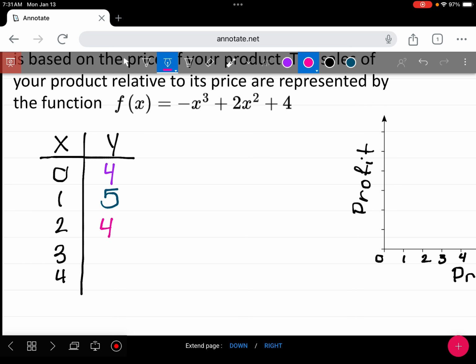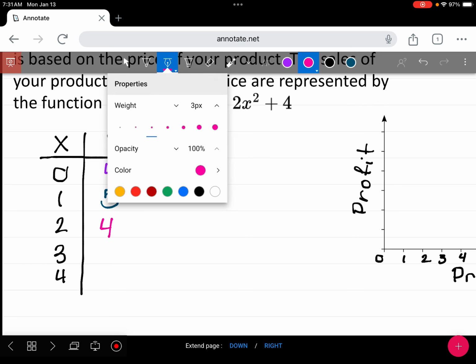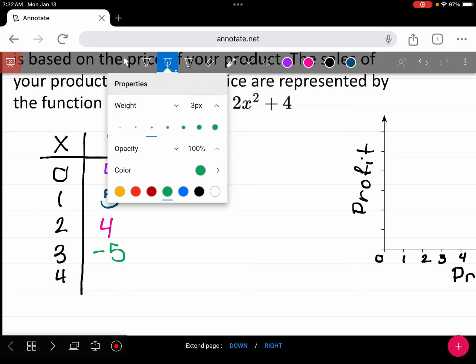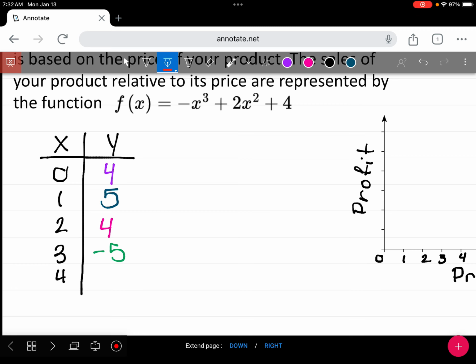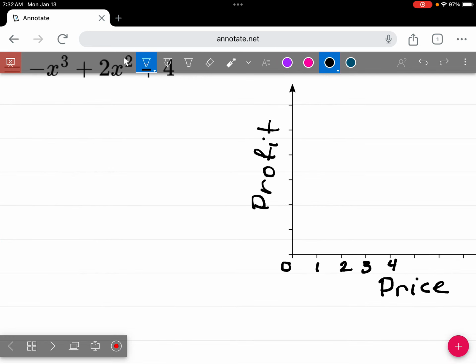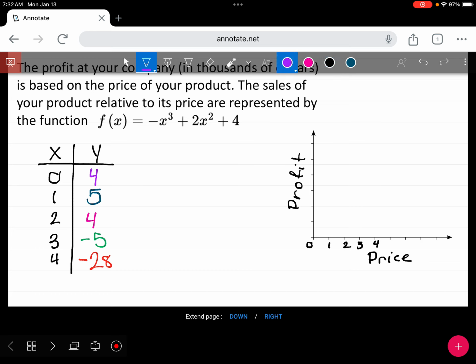How about for 3? I got negative 5. It's okay. Again, we said that's when our profit is bad. Business bad. We don't want that, but it can happen. What if I set my product's price at $4? Will I make money? No. Very, very much no, negative $28,000. So we're going to sketch this up, and that's going to let us see some things about our business and what we need to do to price our product.